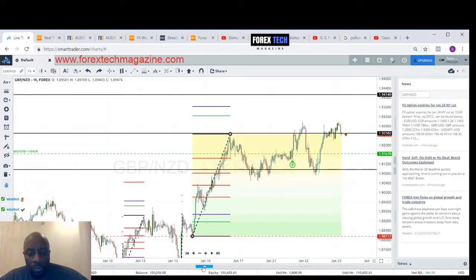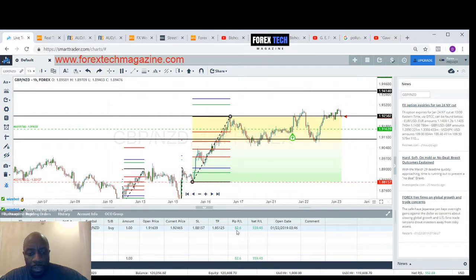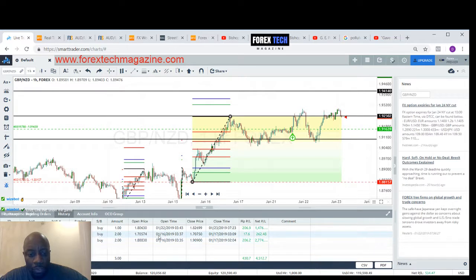Right now we've got a total, for this particular pair, of 82 pips. So it's $559. It's not bad. Got into this trade on the 22nd, so it's 2 days in, $500 some. It's not bad. I personally though prefer trades like this right here.